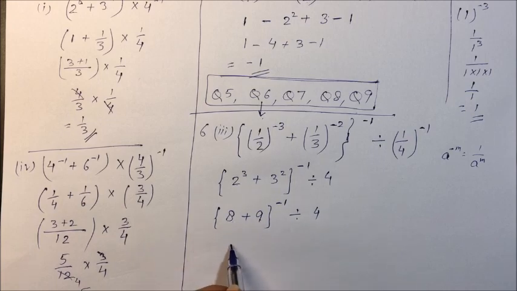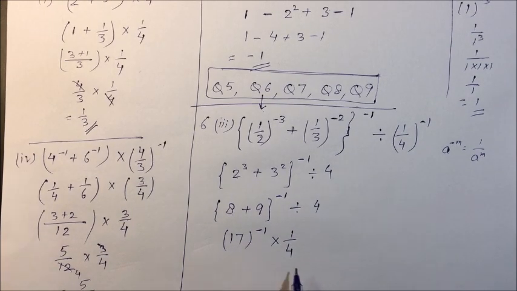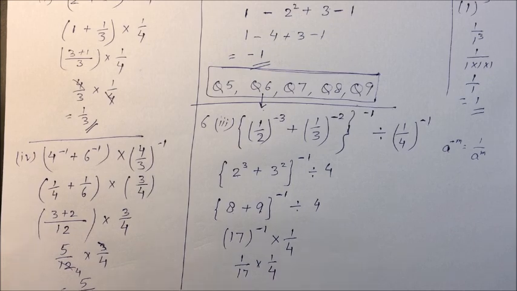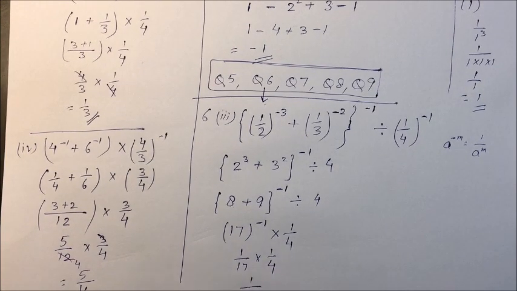8 plus 9, 17. 17 raised to power minus 1. And for divide, we change the operator into multiplication, you have to take the inverse, 1 upon 4. Now it will be 1 upon 17 into 1 upon 4, and it will be 1 upon 68.